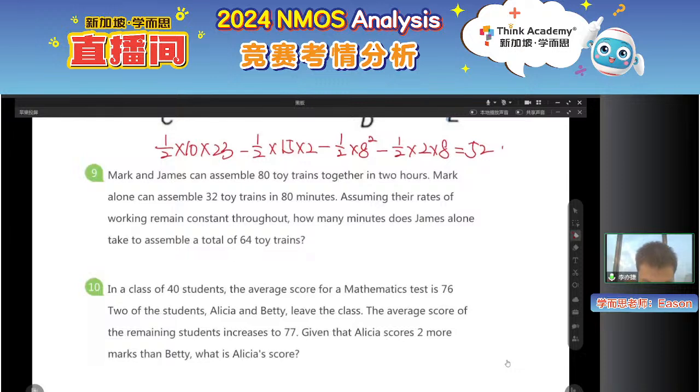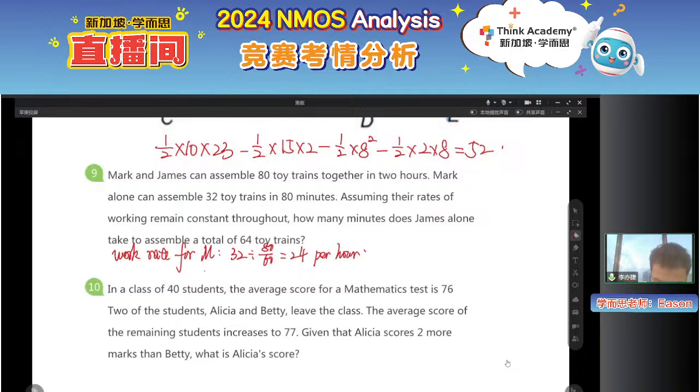Question 9. Mark and Jack make 80 toys in 2 hours. Mark alone makes 32 toys in 80 minutes. So we can get the speed, or the work rate, for Mark. 32 divided by 80 over 60 hours, so it's 4 over 3. So 32 divided by 4 over 3 is 24 toys per hour.